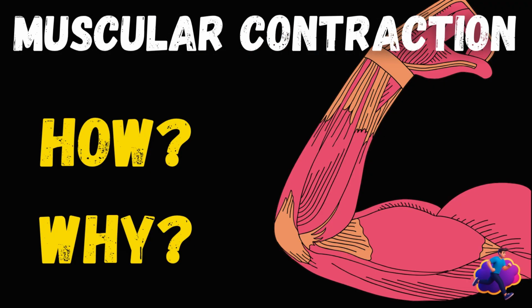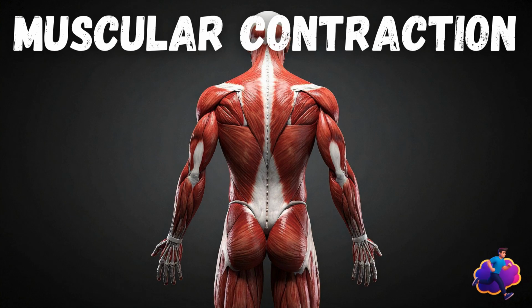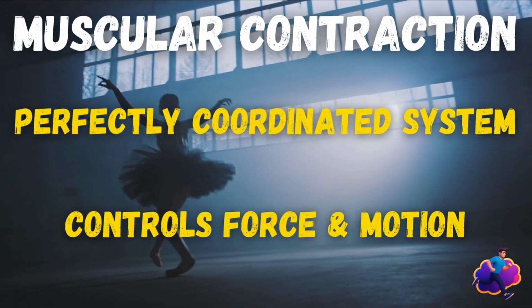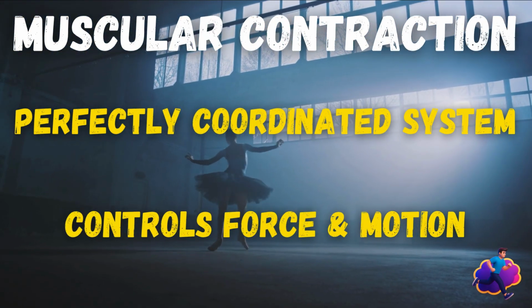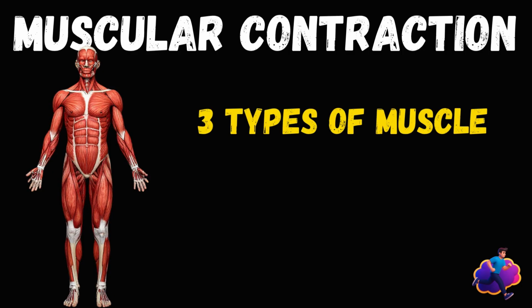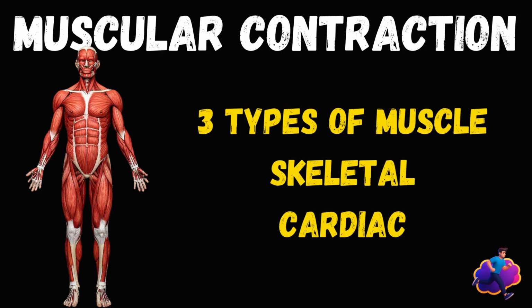Understanding how and why these contractions occur allows us to see the body not just as a collection of muscles, but as a perfectly coordinated system that controls force and motion. To start with, it helps to think about the structure of our muscular system. Broadly, there are three types of muscle tissue in the body: skeletal, cardiac, and smooth.